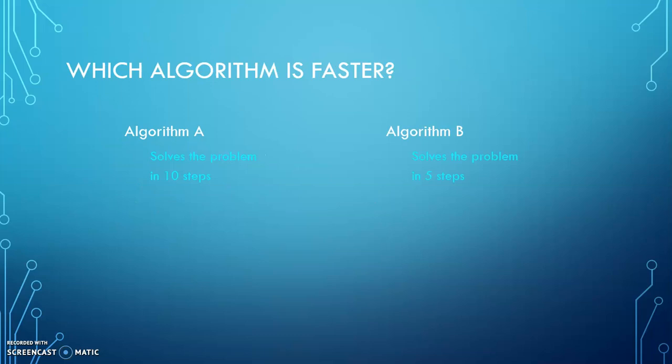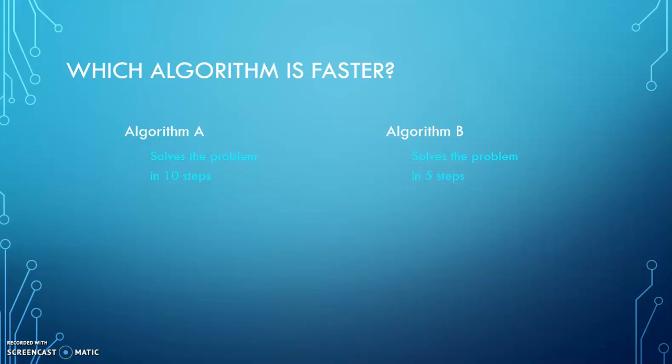Okay, so let's begin. We're going to use a hypothetical scenario here. We have two algorithms. Algorithm A solves the problem, whatever generic problem we're talking about, in 10 steps, okay? And algorithm B will solve that same problem in 5 steps. So which algorithm is faster or more efficient or better? This is kind of like asking how long is a piece of string, okay?